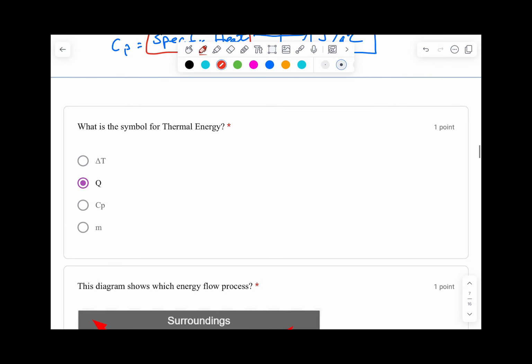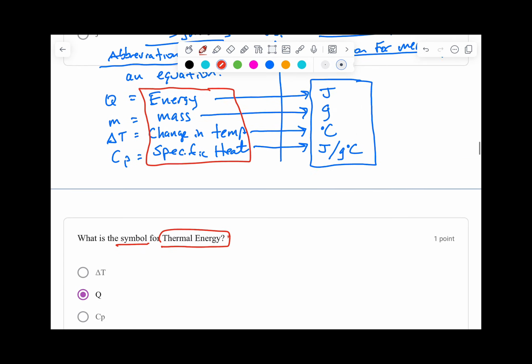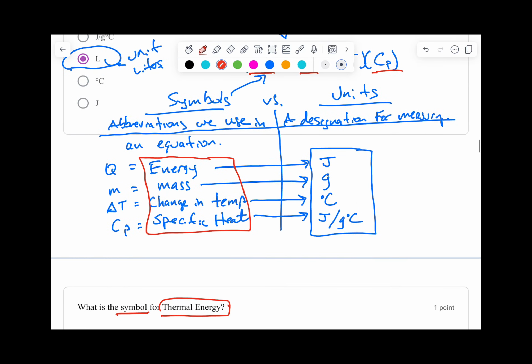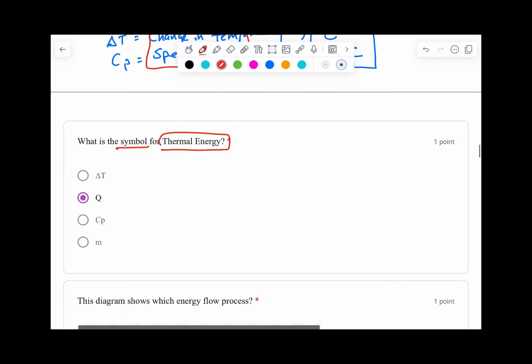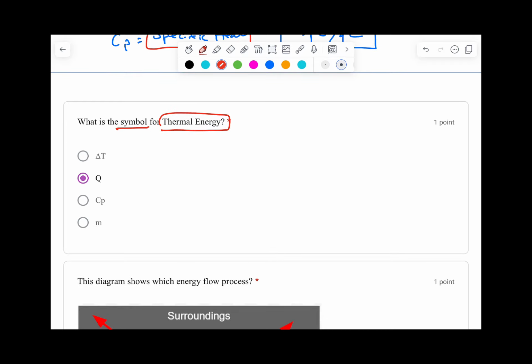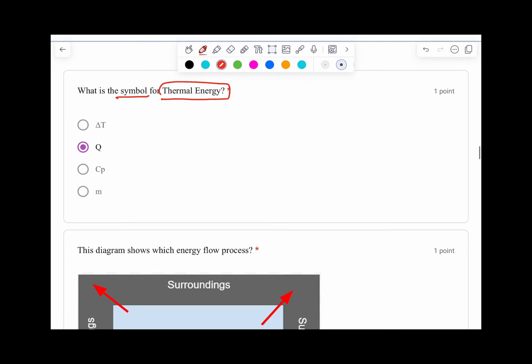All right, so here they are again. Symbols. What is the symbol for thermal energy? So again, if we go back to our little T chart that we made right here, we see that our symbol for thermal energy is Q, and that's just something that you really just kind of have to learn and memorize and practice with. So again, that's something that you'll be doing.